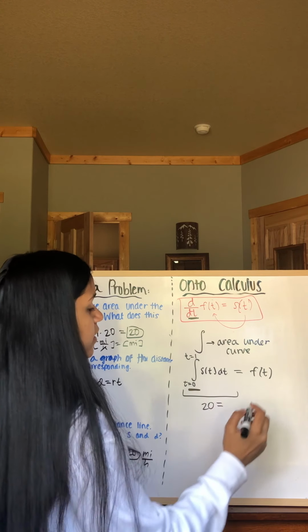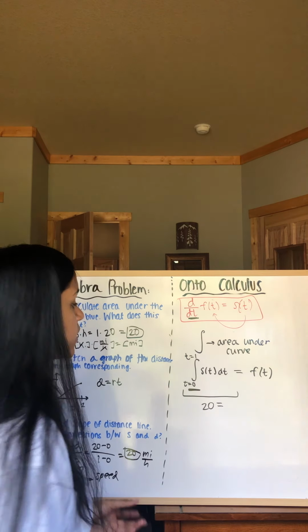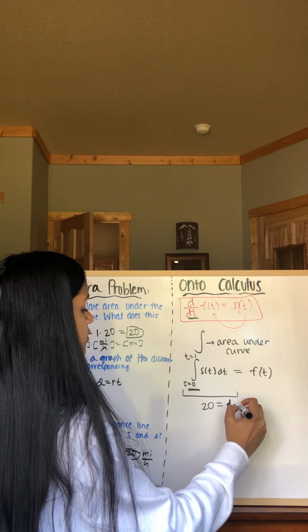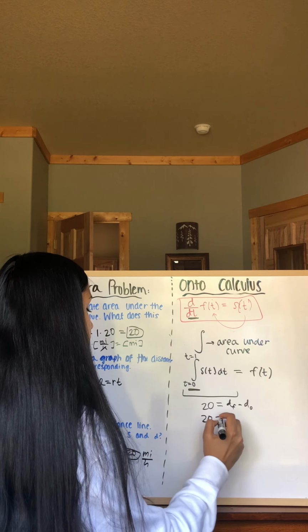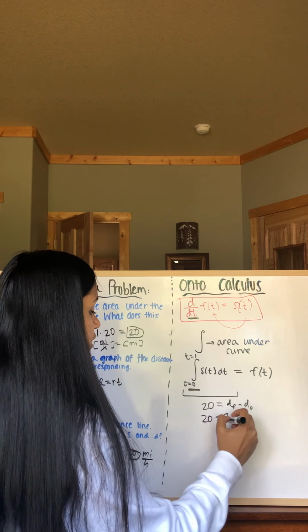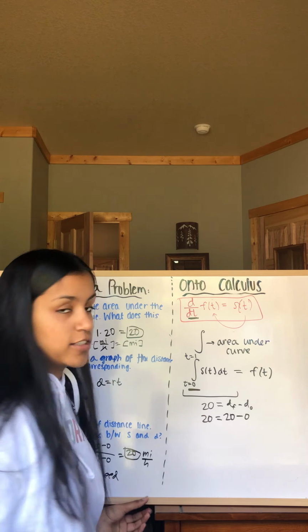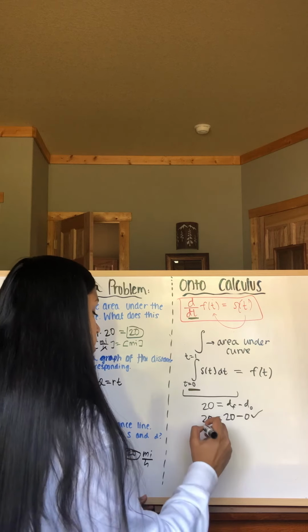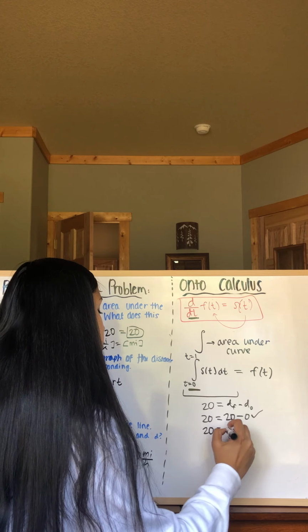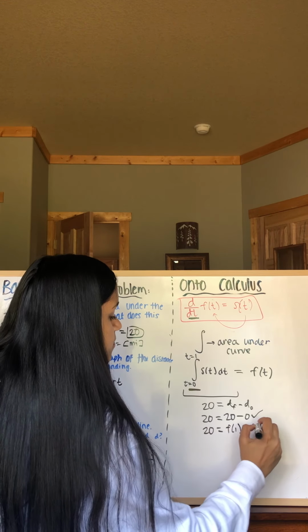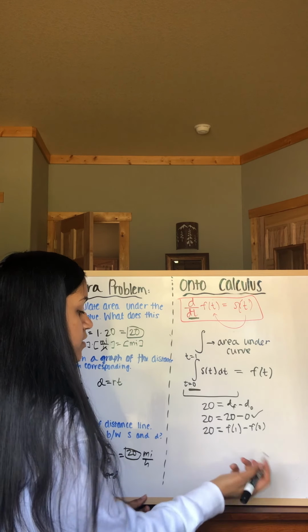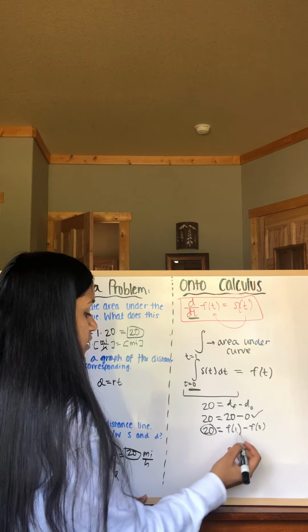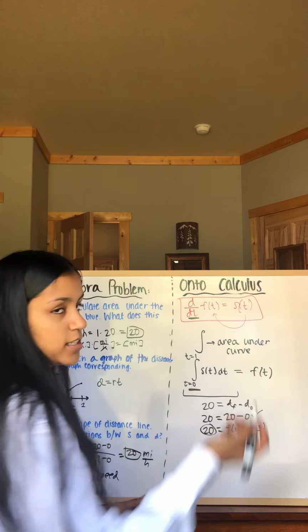How can we put this in terms of the distance? Well, we can do final distance minus initial distance. 20 equals our final distance, which is 20, minus our initial distance, which is 0. Another way we can write this is like this. We're using our lower and upper indexes as a way of finding this integral with the distance function.